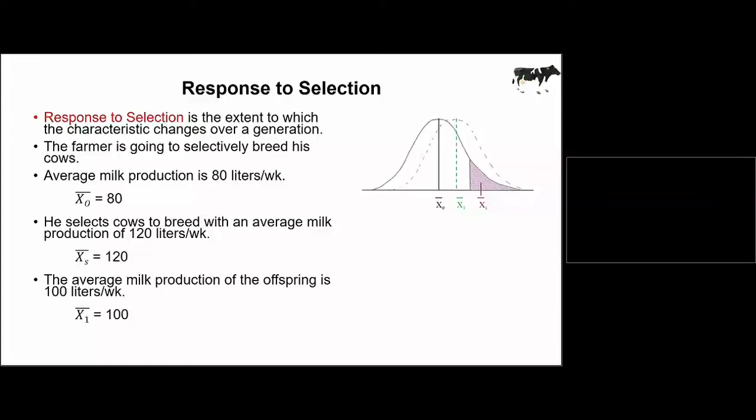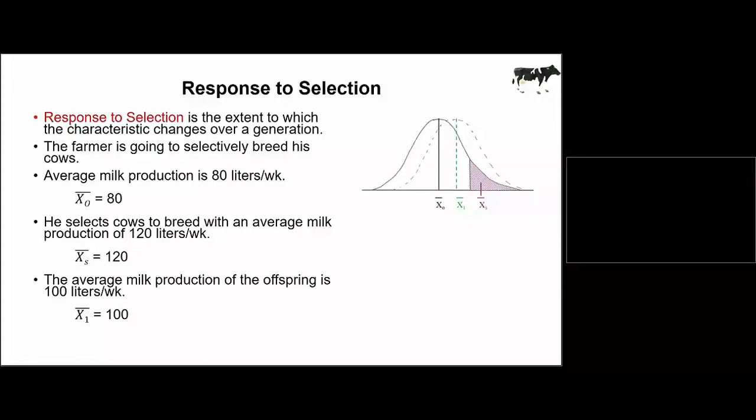Okay, so let's put some numbers to this. His cows originally have an average milk production of 80 liters per week. I was informed by a student in my previous section that that's actually a really horrible milk production for cows, but I had no idea. So I'll change that for next semester. Anyway, he really needs your help. His cows aren't doing that great. So his original population is 80 liters per week.